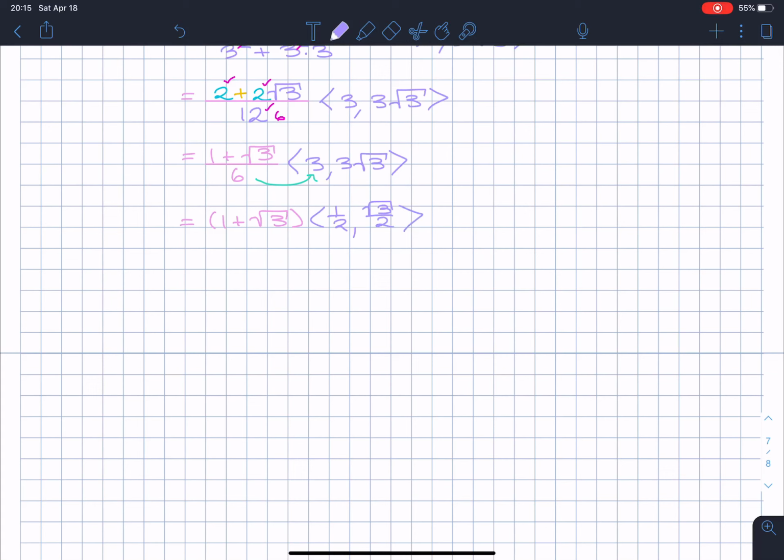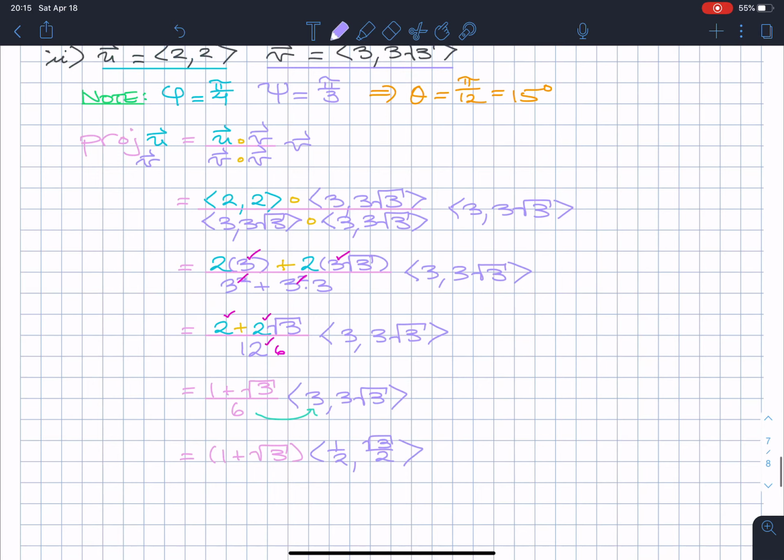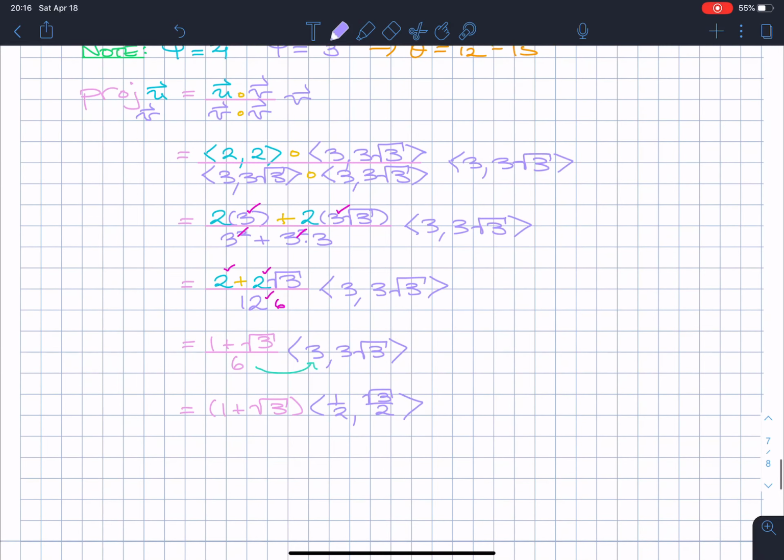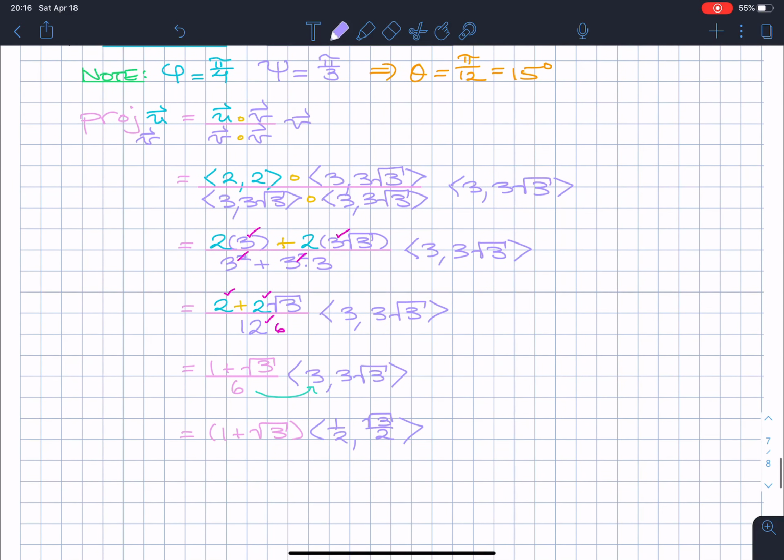Okay, so what angle is 1/2, comma root 3 over 2? Well, it's still at 60 degrees, right? Because that's the angle psi at which v was. And remember, we're projecting u onto v and then creating that vector. Okay, so hopefully this makes sense. That's it for section 7.4.